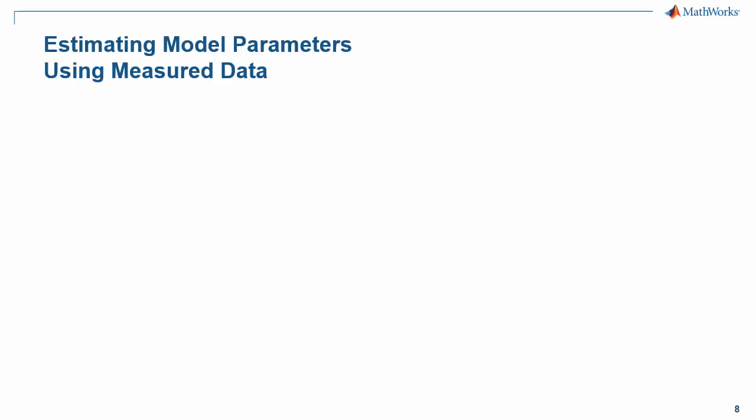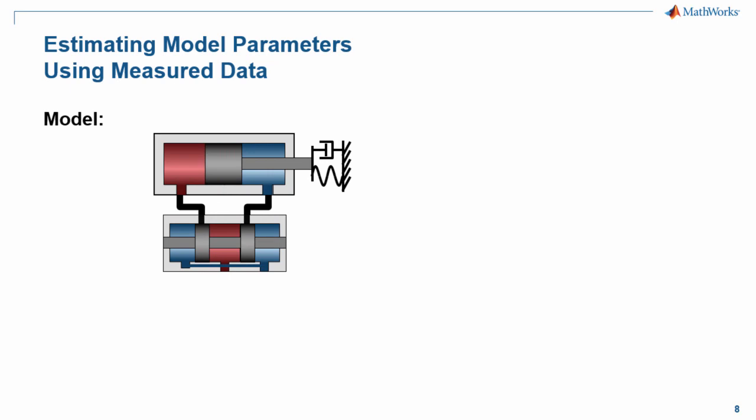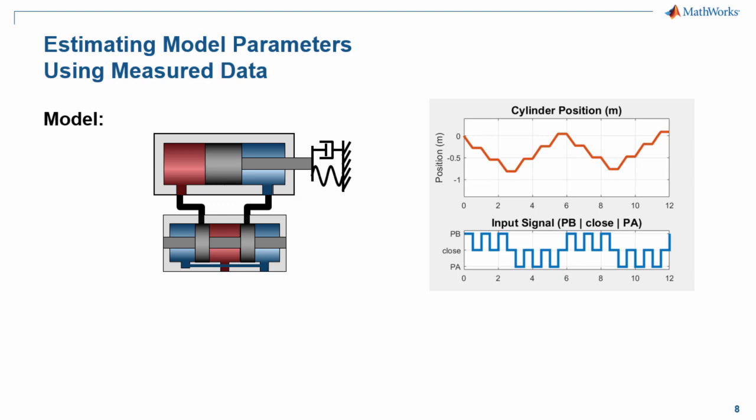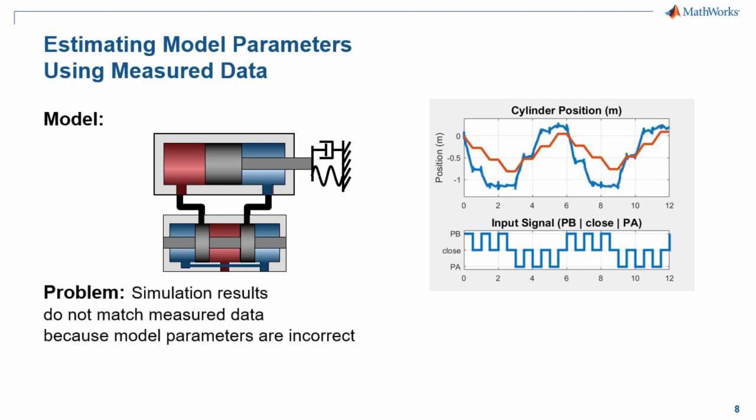In this demonstration, we're going to see how we can estimate model parameters using measured data. We have a model of a hydraulic actuation system. When we simulate the model with these inputs, these are the results that we get. However, data from a hardware prototype looks like this. We can see that our model does not match reality. It is likely because there are parameters of our system that are not correctly entered into our model.